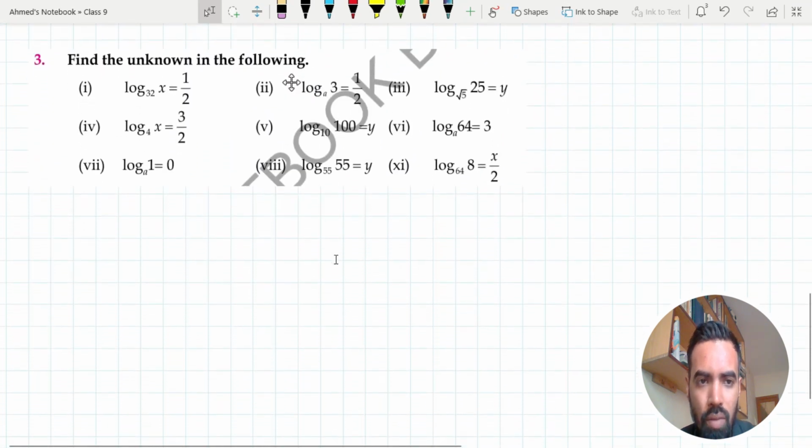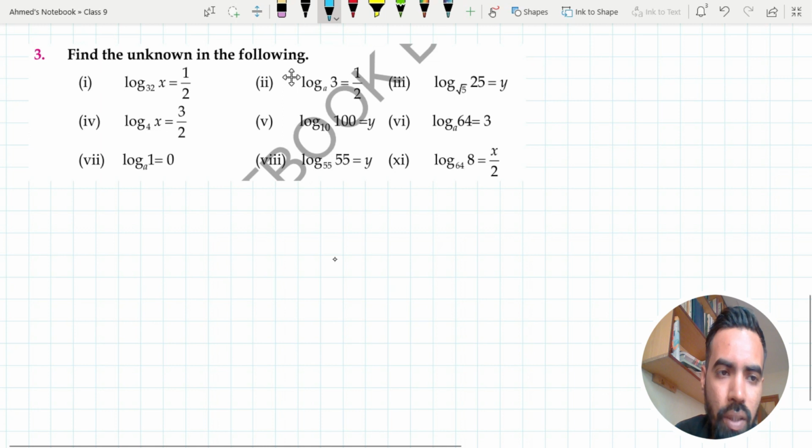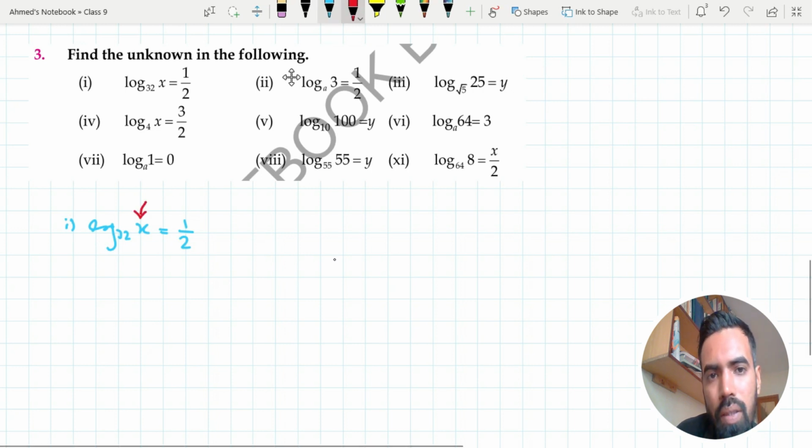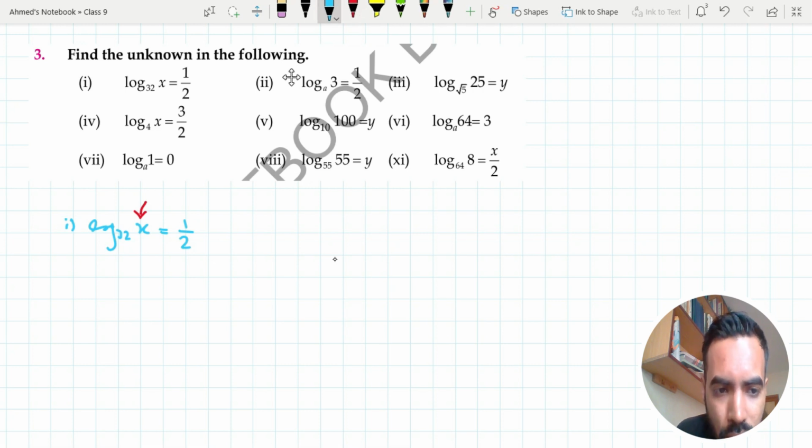Question number 3. Find the unknown in the following. Have a look. In part 1, it is log x with base 32 equals 1/2, and this x that I can see is unknown, I have to find it. So now see how I am solving it. First I'll write in exponential form. So 32 with power half equals x.